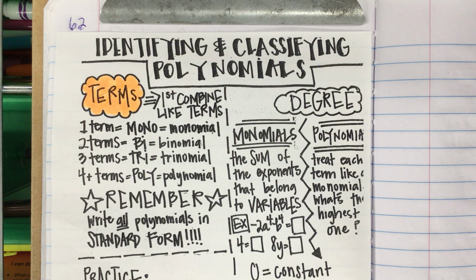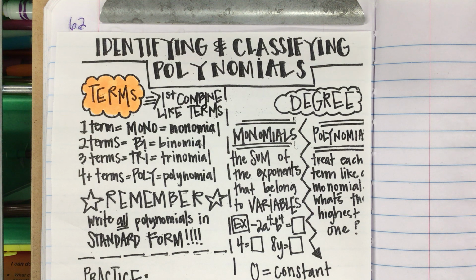If there are 3 terms, 10x plus 4y plus 84z, they're 3 separate things. There are 3 of them. That's called a trinomial, because the prefix tri means 3. And then they got lazy, and they decided, all right, forget it. Anything that has 4 or more, we're going to call it a polynomial, because the prefix poly means many.